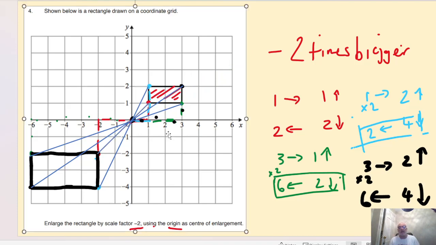So that just shows that all of the rays go through the centre of enlargement, and we've gone the opposite direction. So instead of enlarging out this way and making the shape bigger, we've gone the opposite direction, but we've still made that shape, that scale factor of 2 times bigger. It's just gone in the opposite direction. So negative scale factor means it goes in the opposite direction.